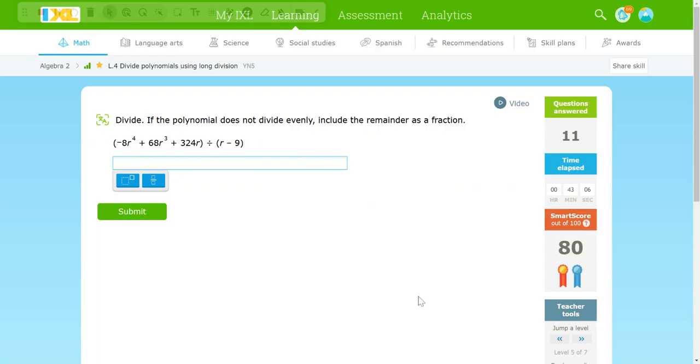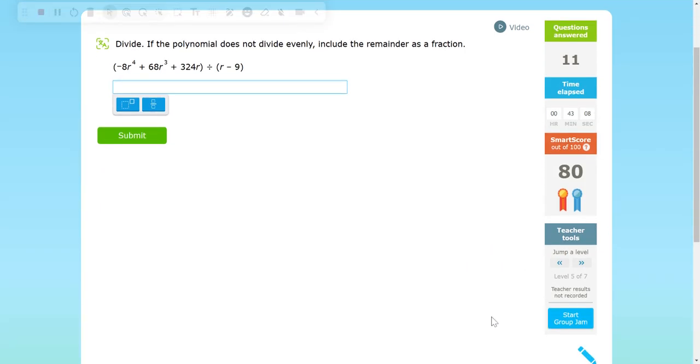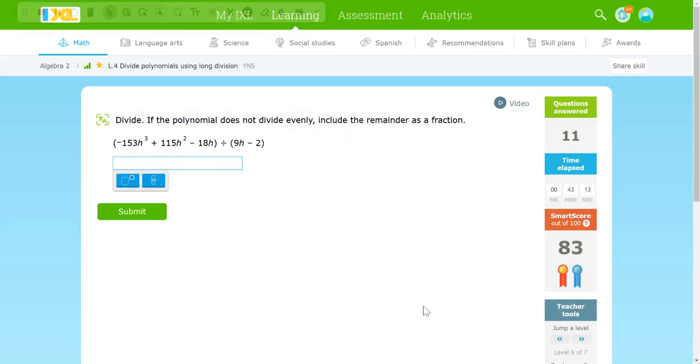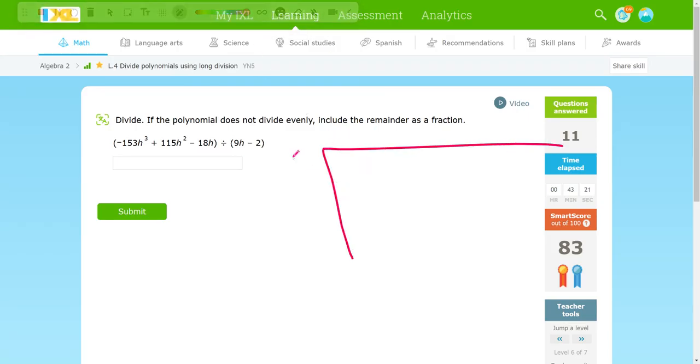See, now make a mistake. I can do level 6. Okay, level 6, not a big deal. Okay, here we go. So I draw down this marking.